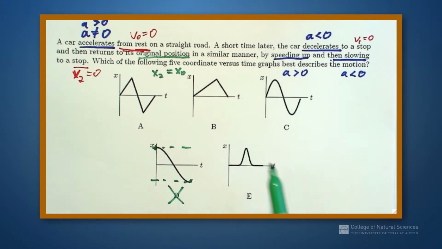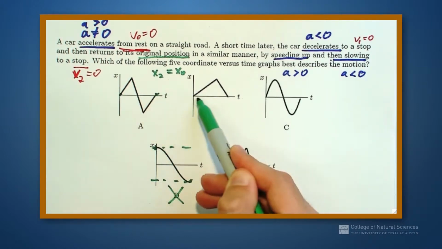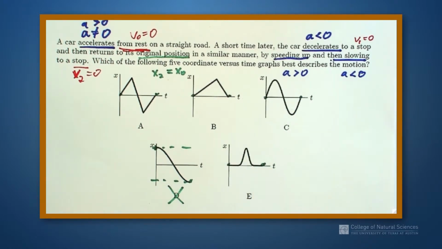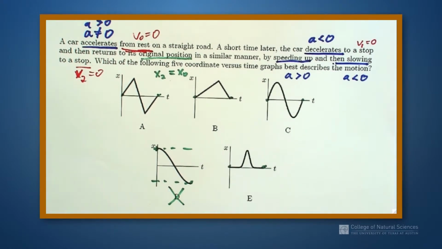I don't know anything else. This guy returns to its original position. Here returns to its original. All of these return to their original position. So they don't give me any information on these graphs of which ones to eliminate.